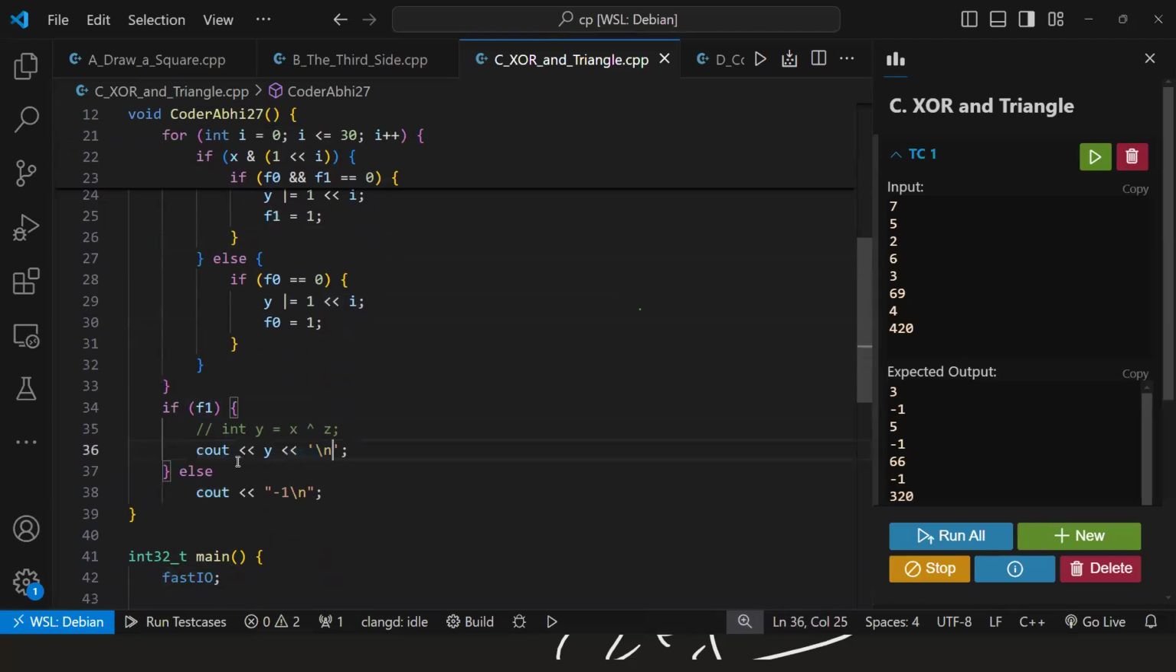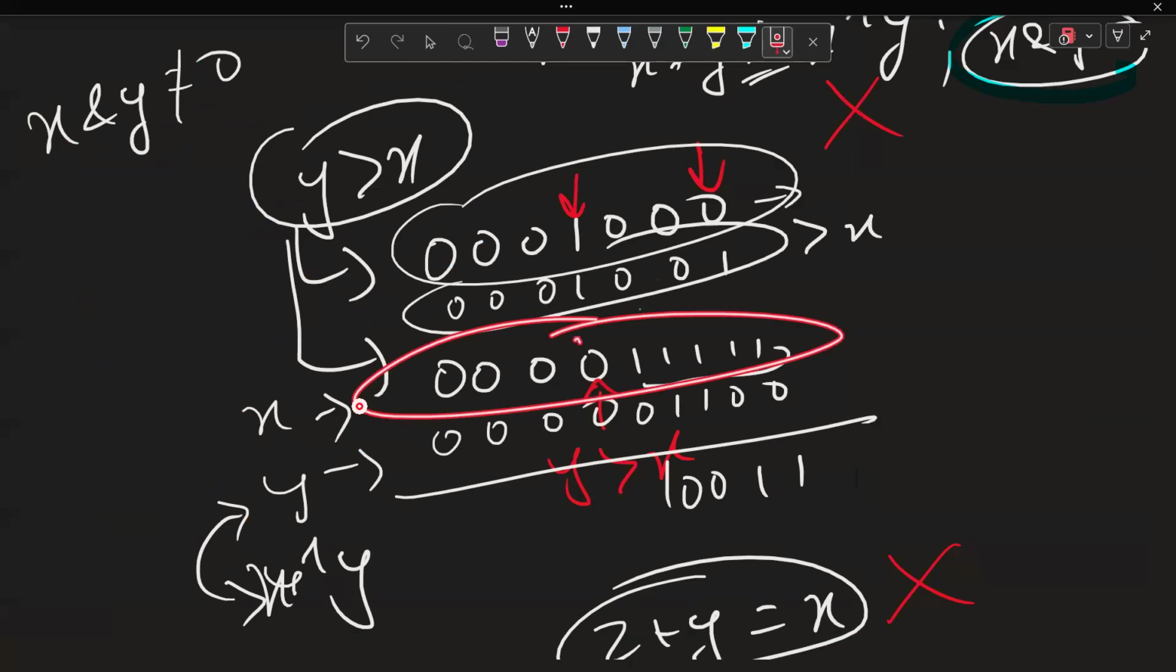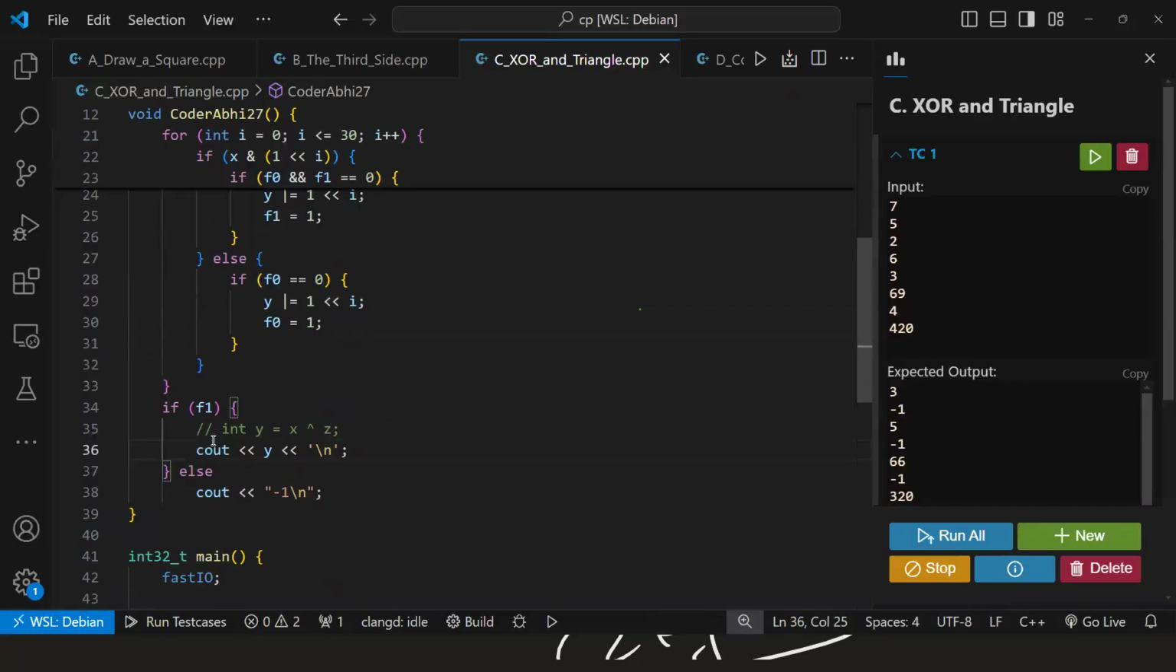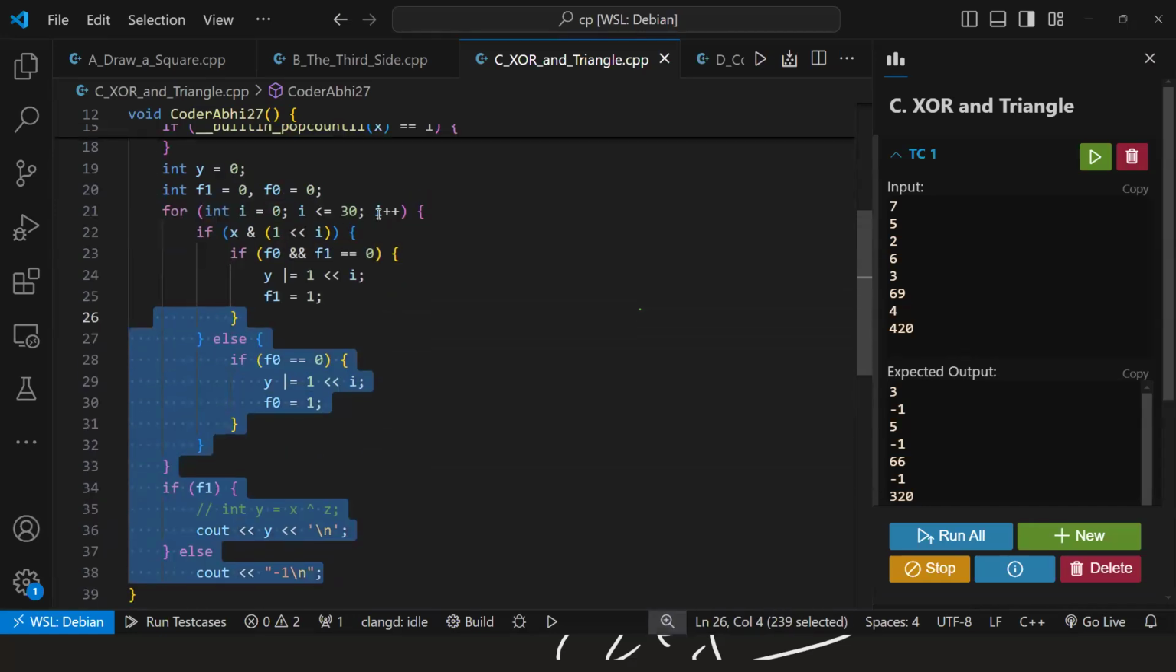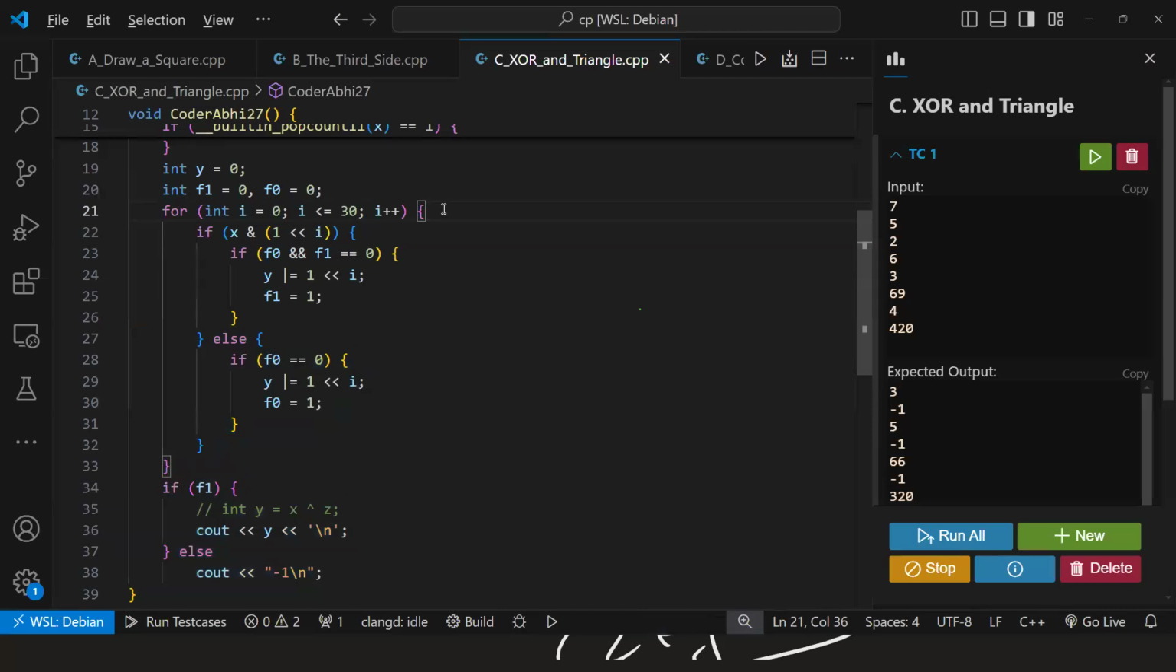If I have not got a set bit after an unset bit, that would only happen when my first unset bit would be after a set bit, and after that I don't get any set bit. So in that case, my F1 would not be 1. Then I print a -1. So there can be multiple ways to code this. I hope this is one of the ways to code, and I hope this is clear.